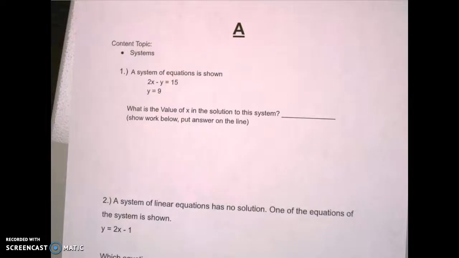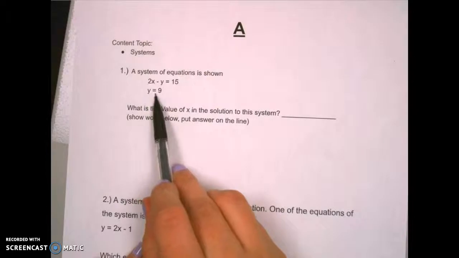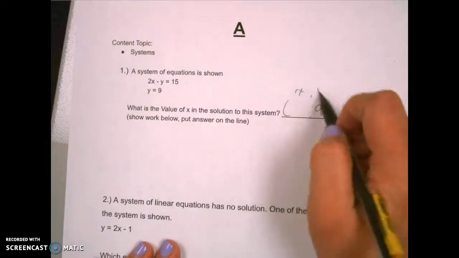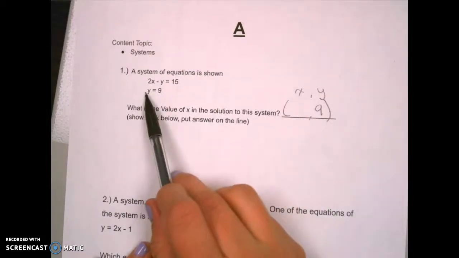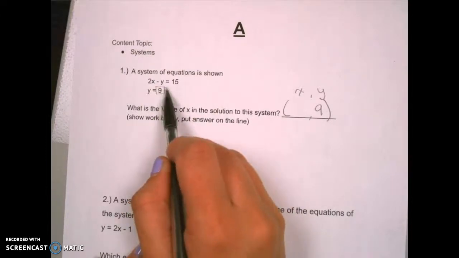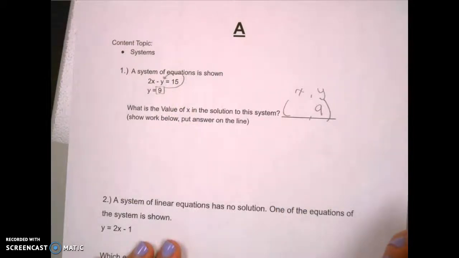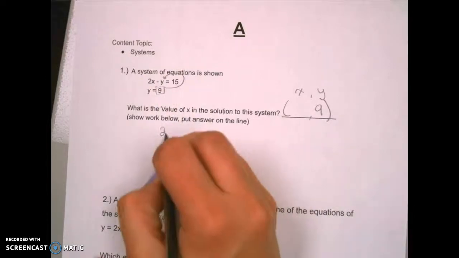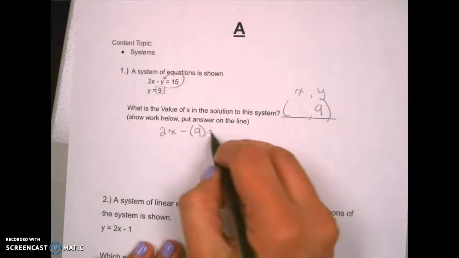So, one way that you can do it is, I already know what y is. Y equals 9. So, I already know that my y for x and y is already 9. So, all I need to do is figure out what x is. What's going to happen is, I'm going to take this 9 and plug it into my y, because y is a placeholder. I already know what y is, it's 9, so I'm going to place it in there. So I'm going to have 2x minus 9 equals 15.